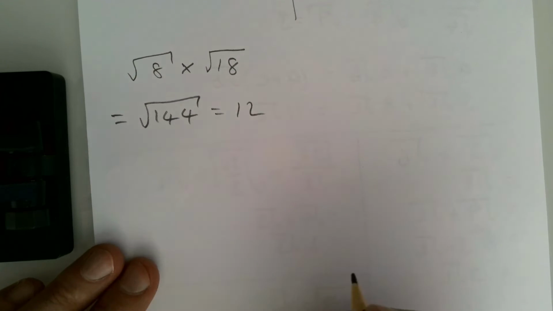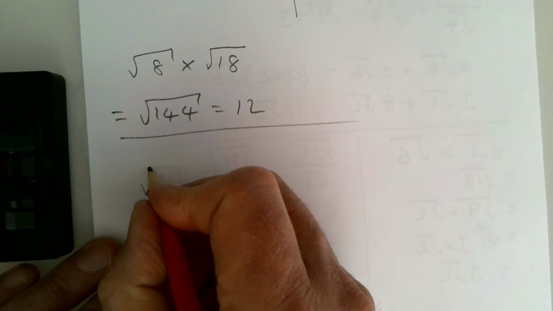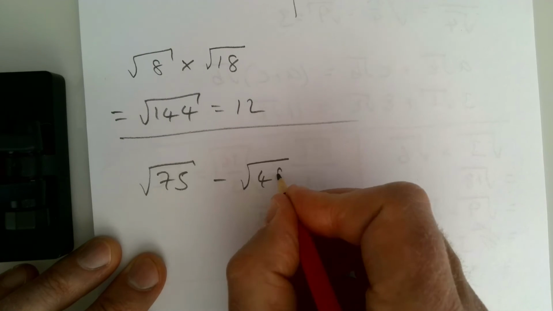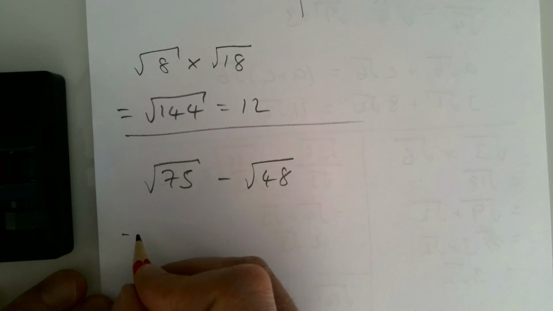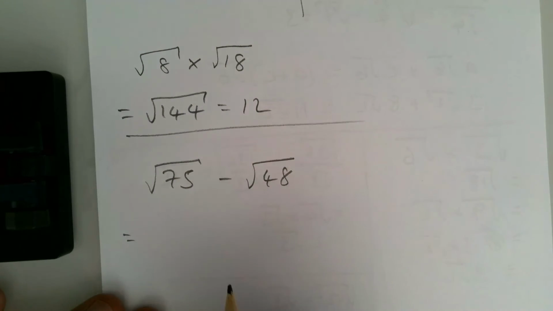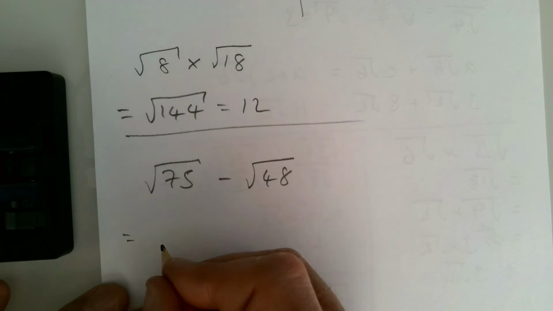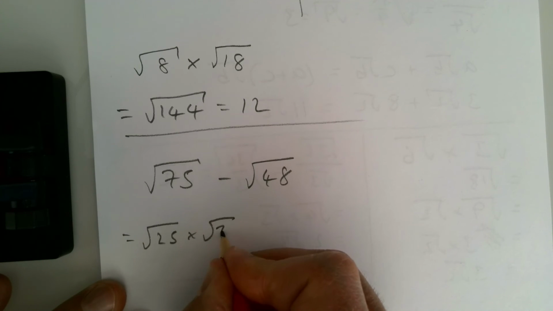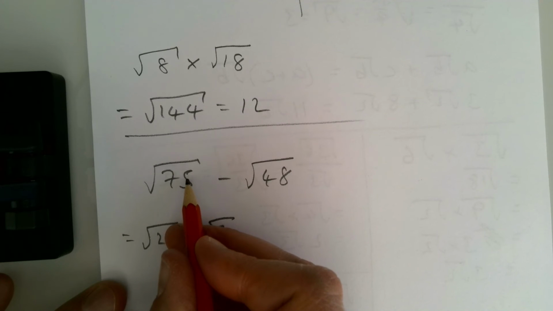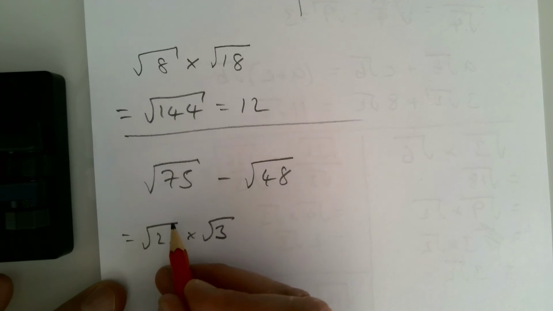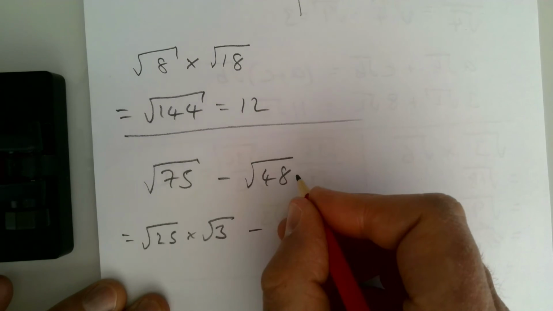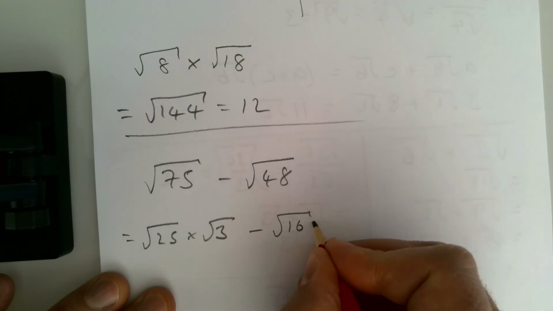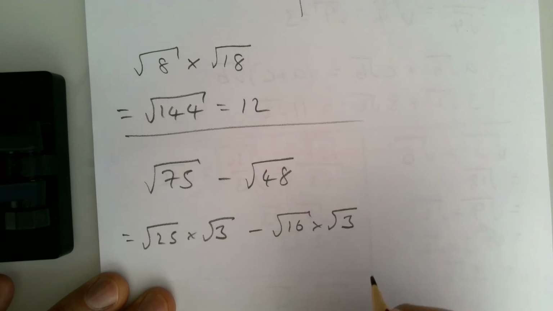One last example, and we're done, I promise. Root 75, take away root 48. Again, we are going to look to try and simplify this one down. 75, big square number that's a factor, is going to be 25 times root 3. Hopefully you see what I've done there. 75 is 3 times 25, so we have that. The 48, 16 goes into that. Root 16 times root 3.